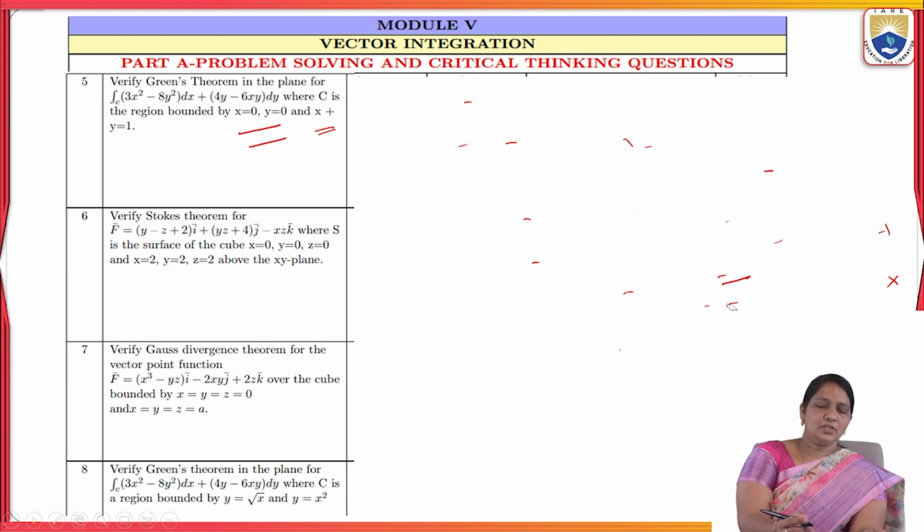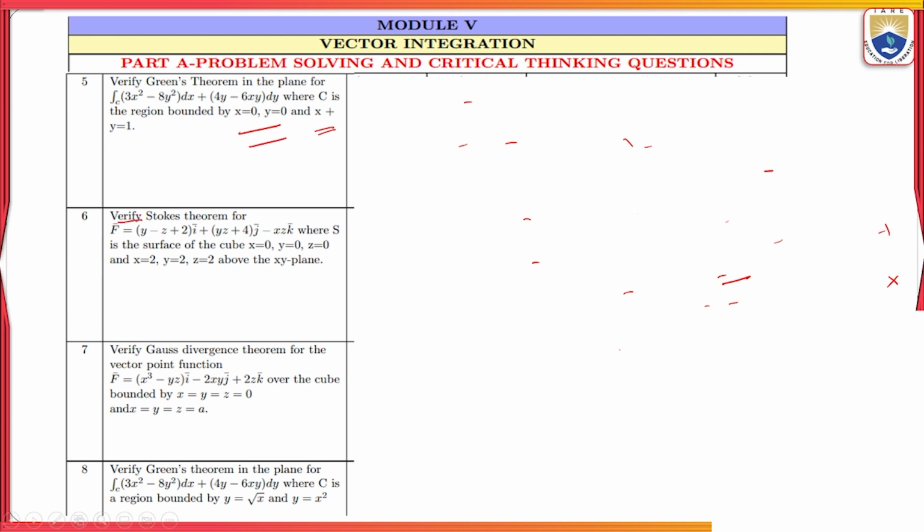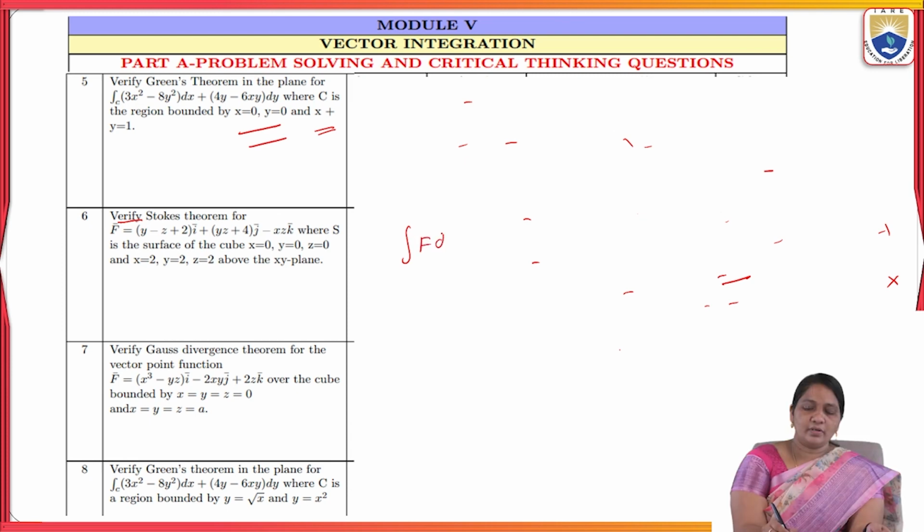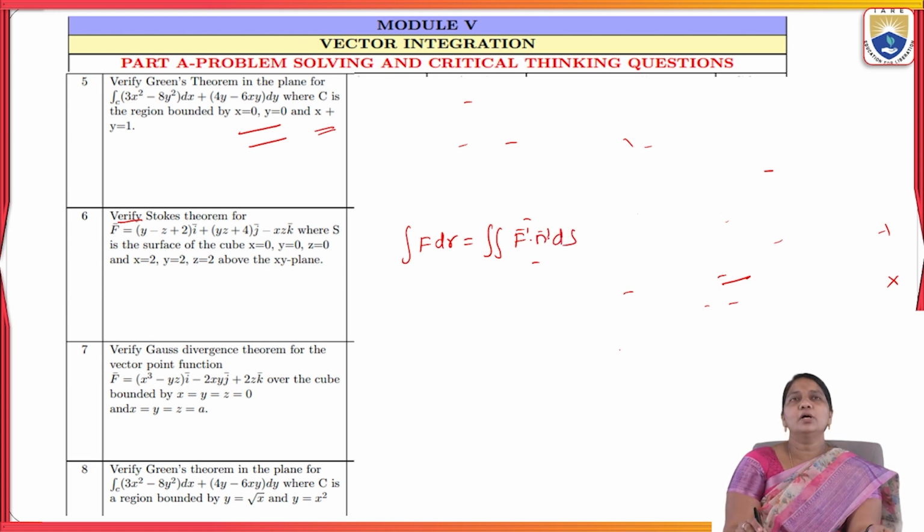So the sixth question here: verify Stokes theorem. So what is the statement of the Stokes theorem? You can see here: integral F dot dr is equal to double integral curl F bar dot n bar dS. This is the statement of the Stokes theorem.